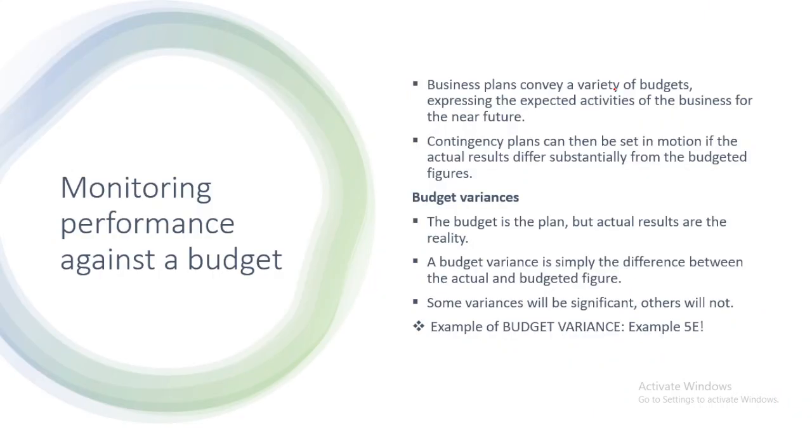So one of the last things is monitoring performance against the budget. It says business plans convey a variety of budgets expressing the expected activity of the business for the near future. So a contingency plan can then be set in motion if the actual results differ substantially. Meaning that we get to use the budget to assess if we are still going to achieve our specific objective, which is to make that specific profit.